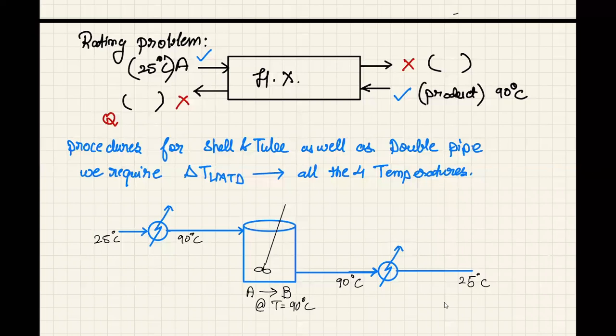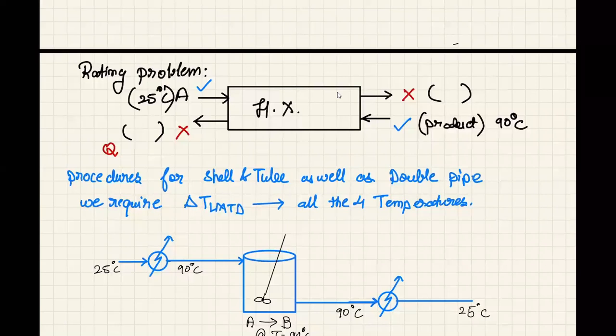Yes, sir. Okay, great. So I think you all are very clear with the concept of a rating problem. If you want to solve it, now the question is how to proceed. Now you know the problem. You also know the standard procedures for design calculations for a shell and tube heat exchanger and a double pipe heat exchanger, or any heat exchanger in general, wherein we require delta T LMTD, and delta T LMTD requires all four temperatures. So how do we proceed for this?